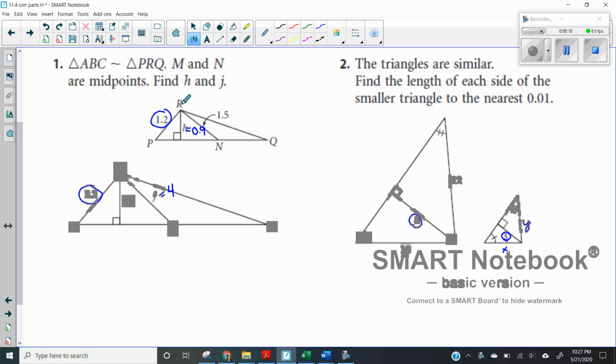We're always looking for a pair of corresponding sides whose lengths we already have. So this is the ratio I worked with as I went through. I did 1.2 to 3.2 equals, and then just set up the appropriate ratios to find H and J. So 0.9 for H, 4 for J.